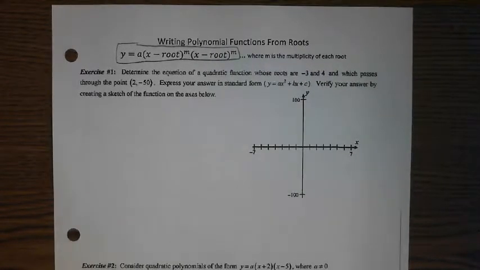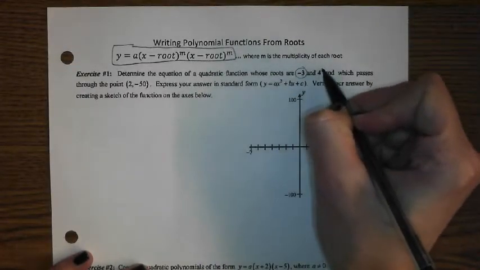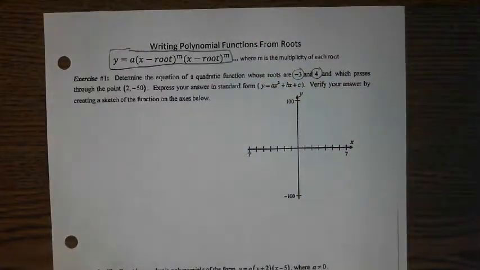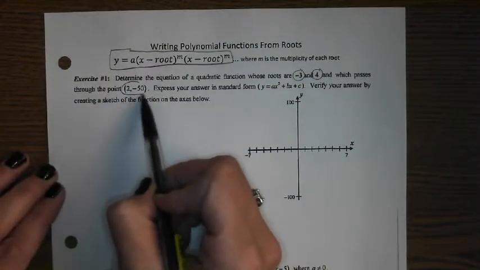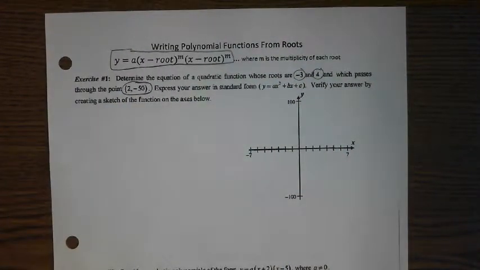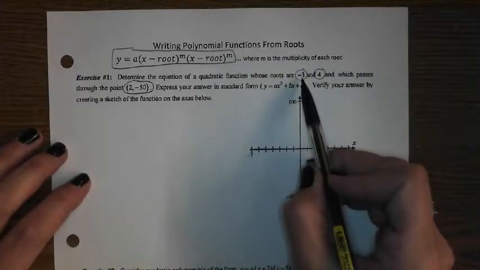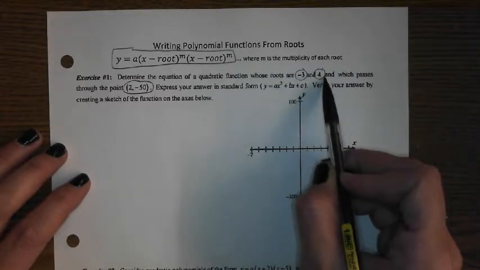Determine the equation of a quadratic function whose roots are -3 and 4, and which passes through this point. Express your answer in standard form. Verify your answer, okay, we'll get to all that. First things first. We are given the roots, and we did this yesterday.